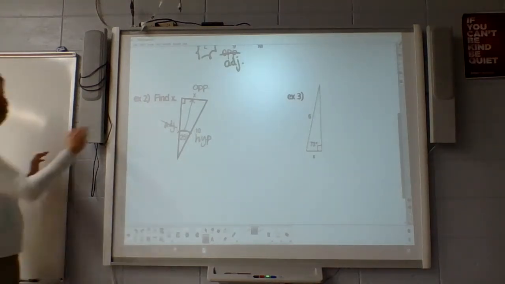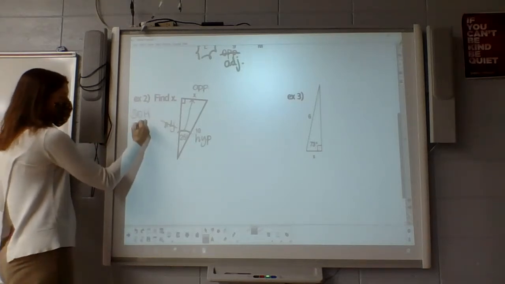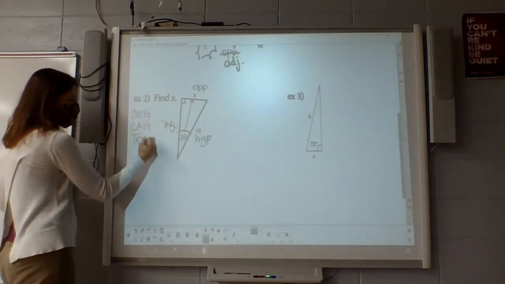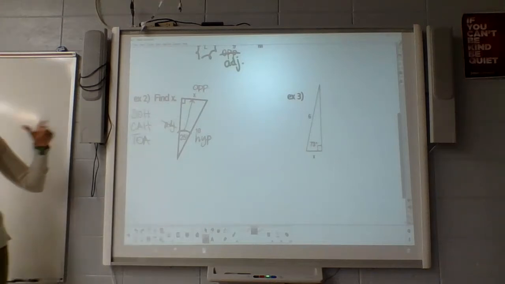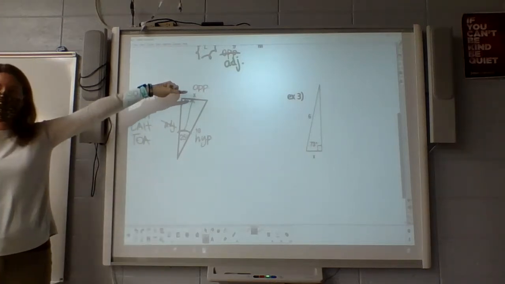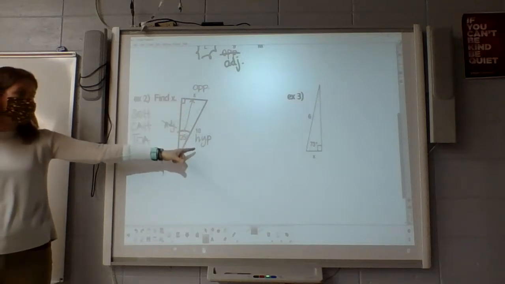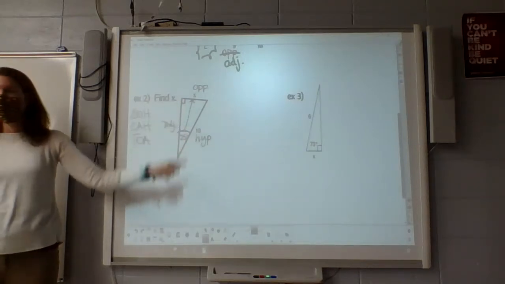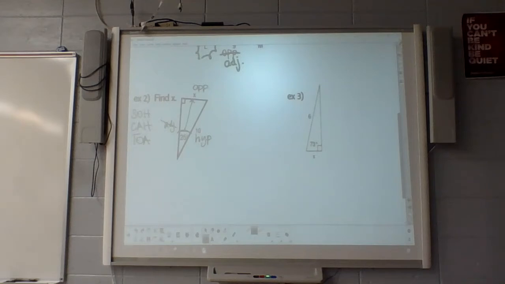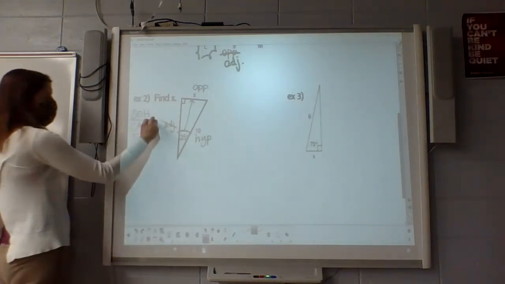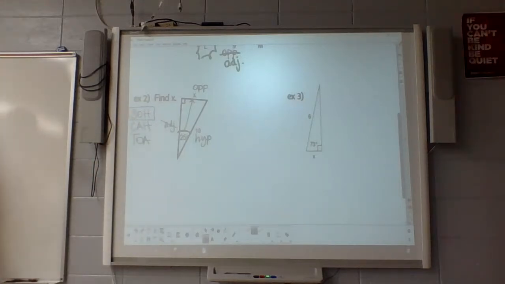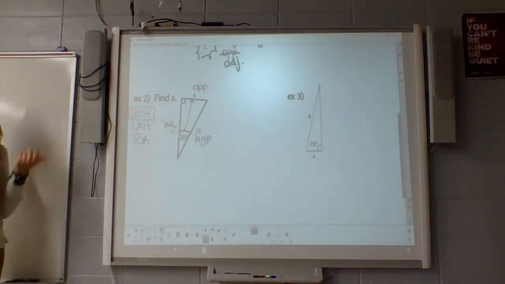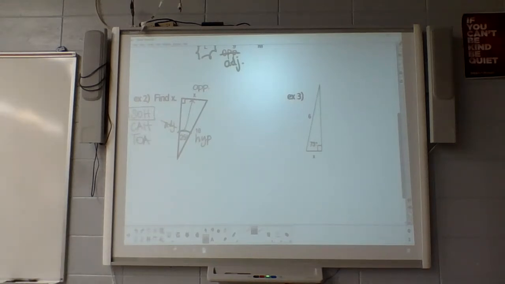So we have to decide which trig function to use. So here are my options. And I want to use the one that's going to tell me what the opposite is and use what I know, and I know the hypotenuse. So which trig function do I want to use that involves the opposite and the hypotenuse? Sine has opposite and hypotenuse in its formula, so that's the one we want to use. So you can determine that based off of what you're looking for and what you have.